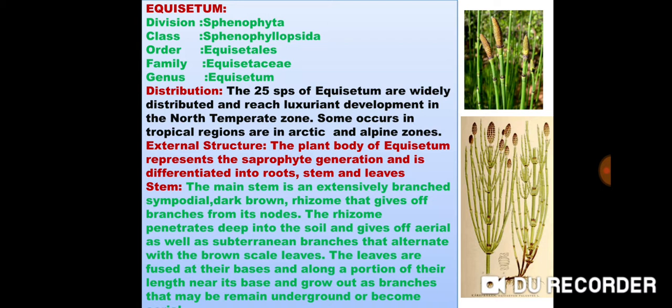Then distribution. 25 species of Equisetum are widely distributed and reach luxuriant development in the north temperate zone. Some occur in tropical regions, in Arctic and alpine zones. Then we discuss about external structure. The plant body of Equisetum represents the sporophyte generation and is differentiated into root, stem and leaves.